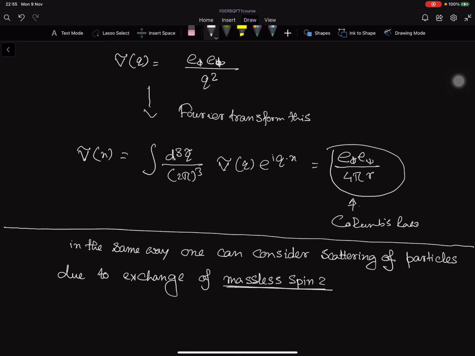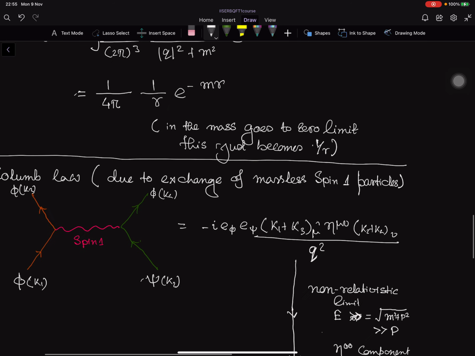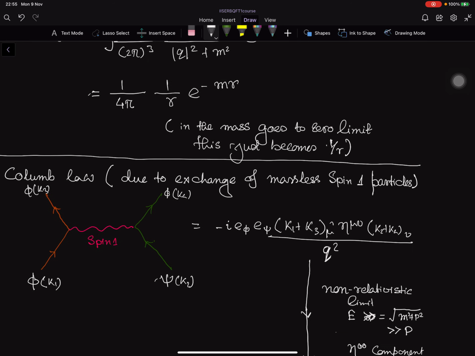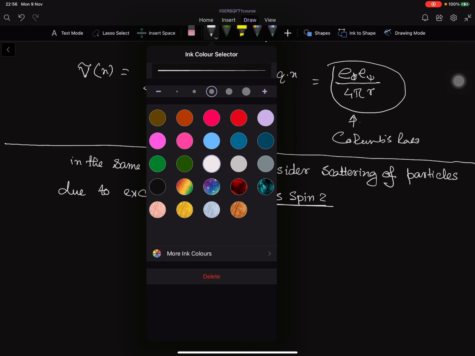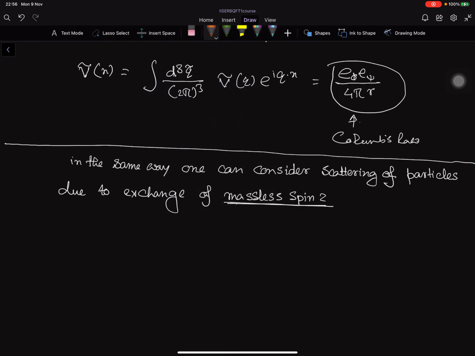Okay. So now we do the same computation. We do very similar computation. Okay, I actually forgot to write down. So this vertex has e_φ and this vertex has e_ψ. That's why this formula came. So now we have considered a very similar formula, but in this case, we have now considered the exchange of massless spin 2.